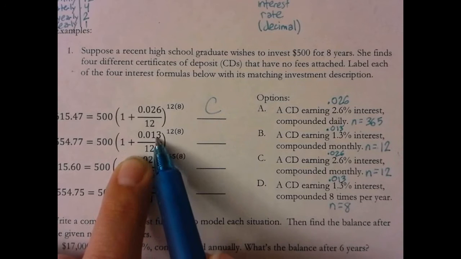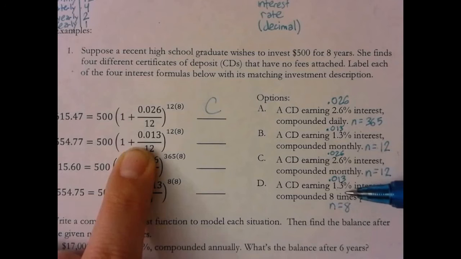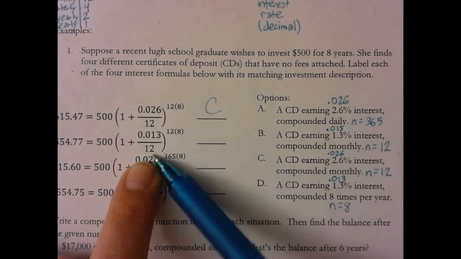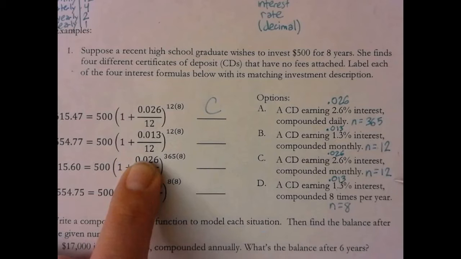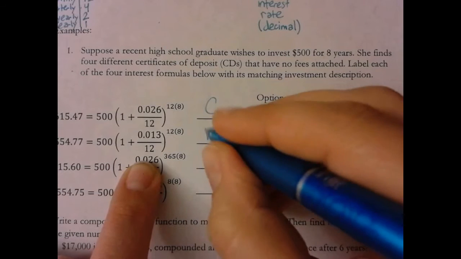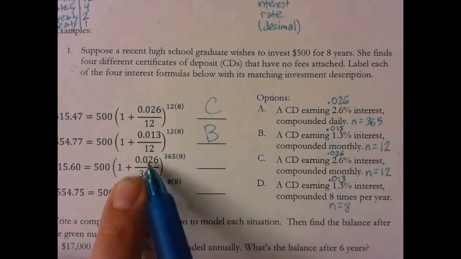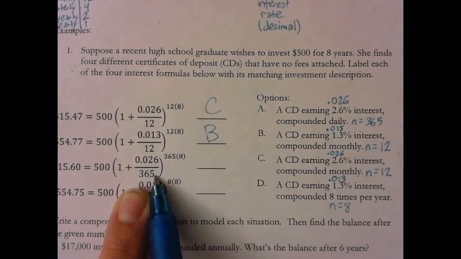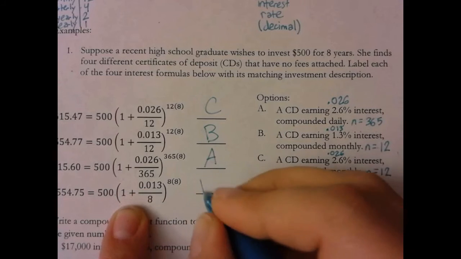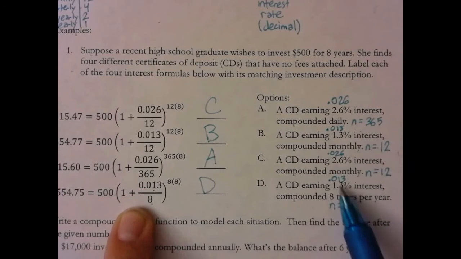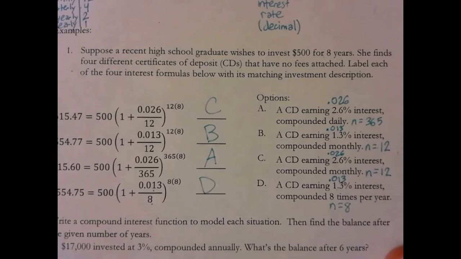Okay, here we have an interest of 0.013, which is the same as 1.3%. So that's either B or D. And let's look at how many times it's compounded. 12 times per year, so n is 12. Well, that's got to be B. Okay, this one shows that R is 0.026 and n is 365. So is that A or D? Well, that's got to be A. And that means this one should be D. 1.3%, 8 times per year. Yep, we got it. Okay, let's take it from a word problem and write an equation for it.